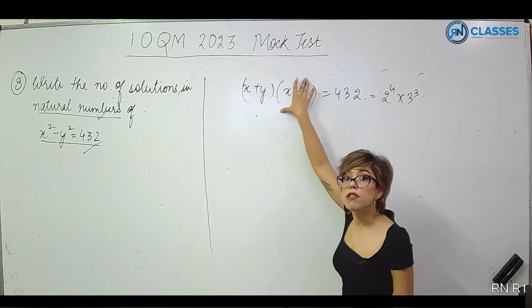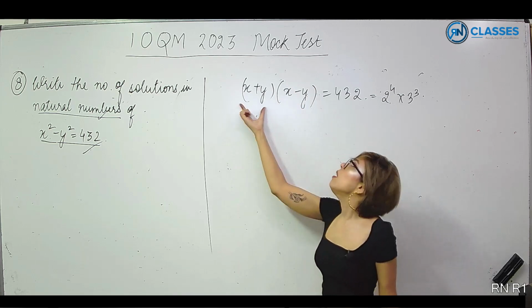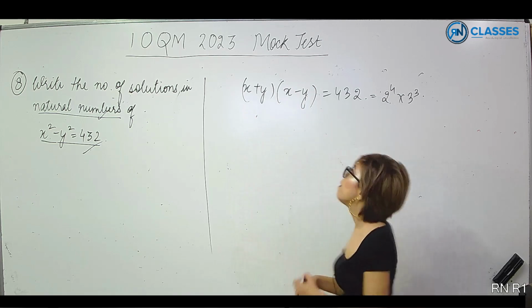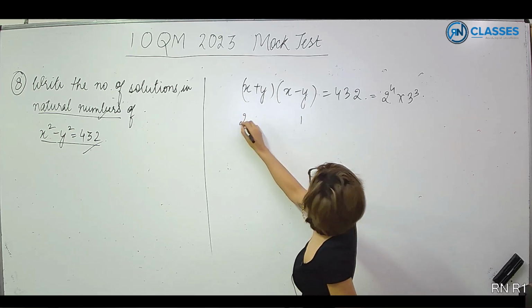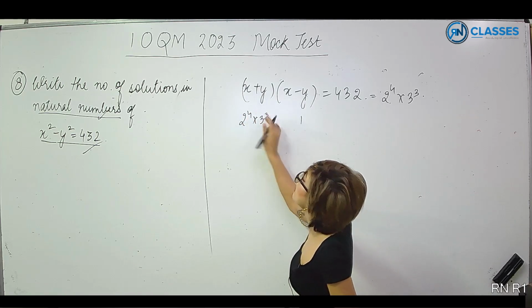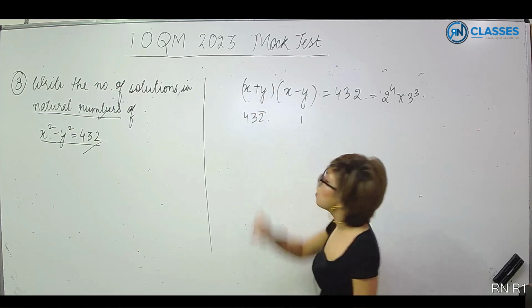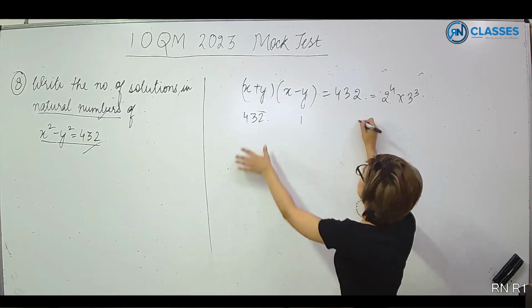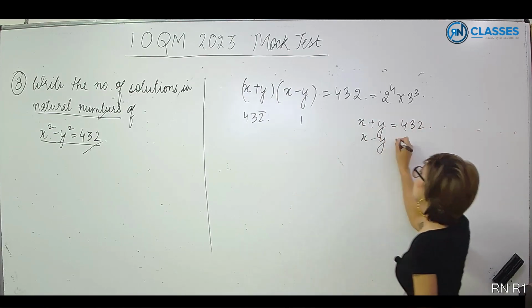Now, obviously, the difference will be the lesser quantity and the sum will be the larger one. So, if I want to write the first one, what I'll do is I'll write 1 over here and the other one 2 raised to the 4 into 3 cubed, which is nothing but 432. Let me write it for the first one. Right? Now, x plus y equal to 432 and x minus y equal to 1.